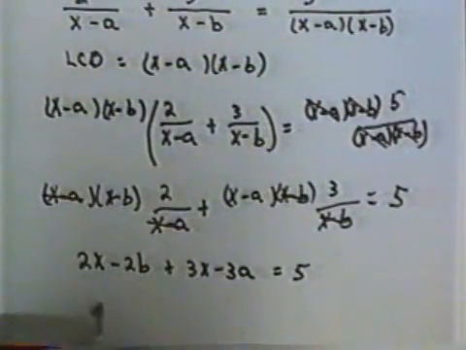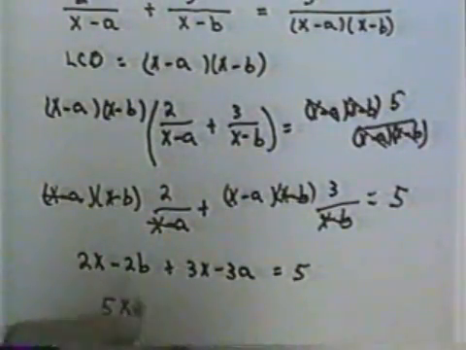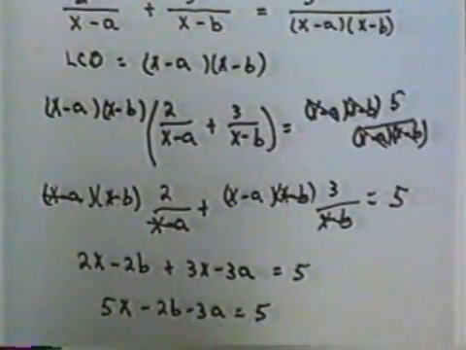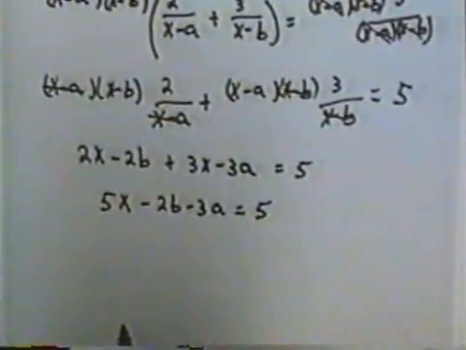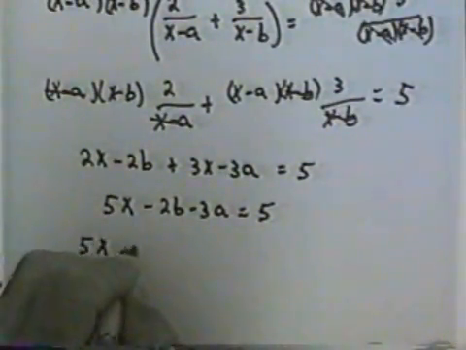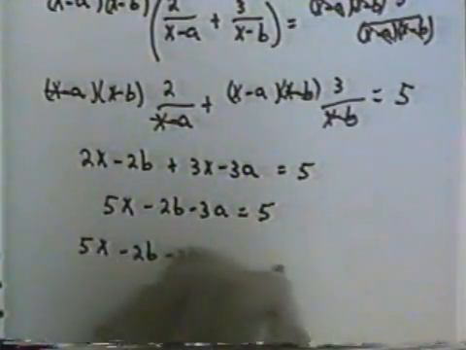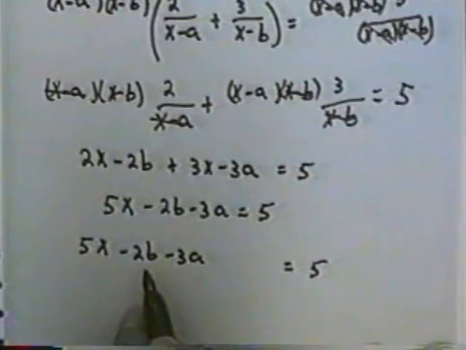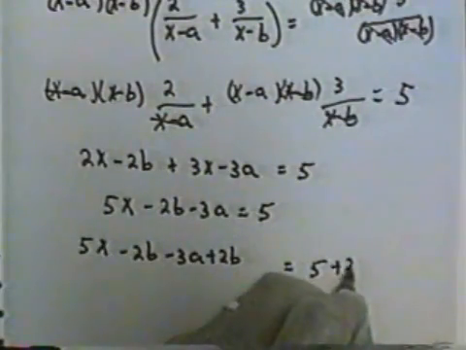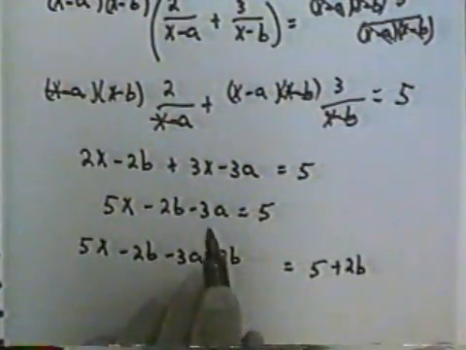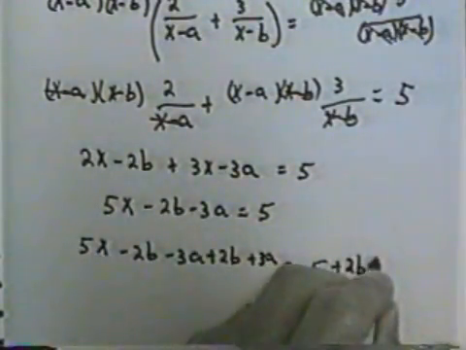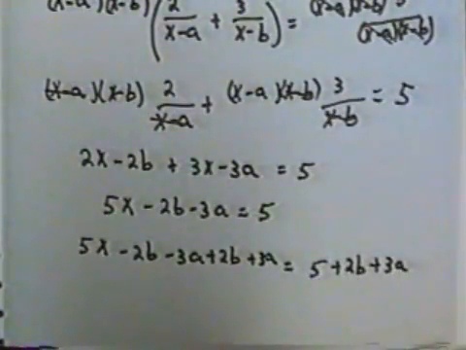I can combine my x's. 5x minus 2b minus 3a is equal to 5. I need to have the x's on one side and everything else on the other side. Now to get rid of a negative 2b, I need to add a positive 2b. If I add 2b to one side, I have to add 2b to the other side. To get rid of a negative 3a, I need a positive 3a. If I add a positive 3a to one side, I add it to the other side.